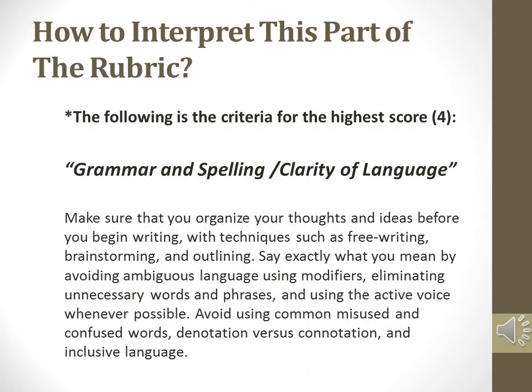How to interpret this part of the rubric? The following is the criteria for the high score 4. Grammar and spelling, clarity of language. Make sure that you organize your thoughts and ideas before you begin writing. With techniques such as free writing, brainstorming, and outlining, say exactly what you mean by avoiding ambiguous language, using modifiers, eliminating unnecessary words and phrases, and using the active voice whenever possible. Avoid using commonly misused and confused words, denotation versus connotation, and inclusive language.